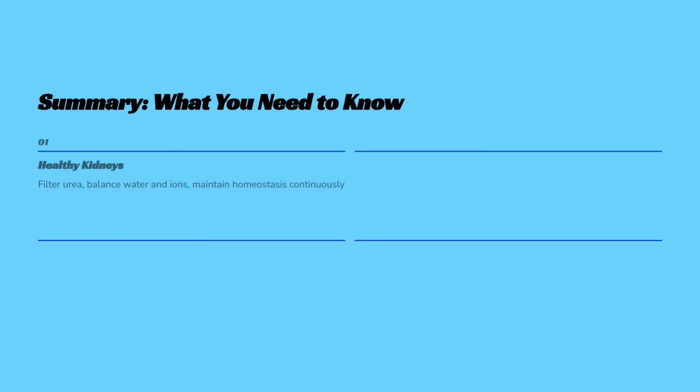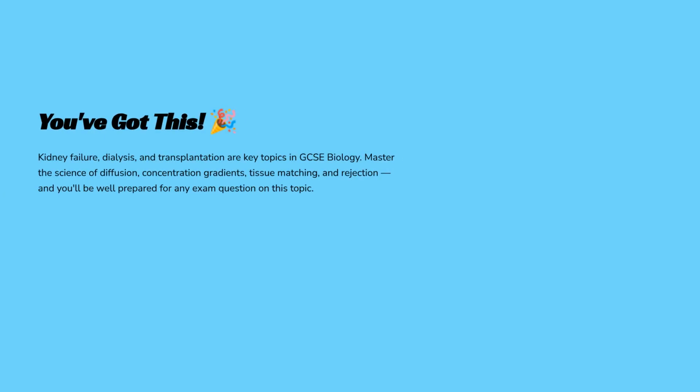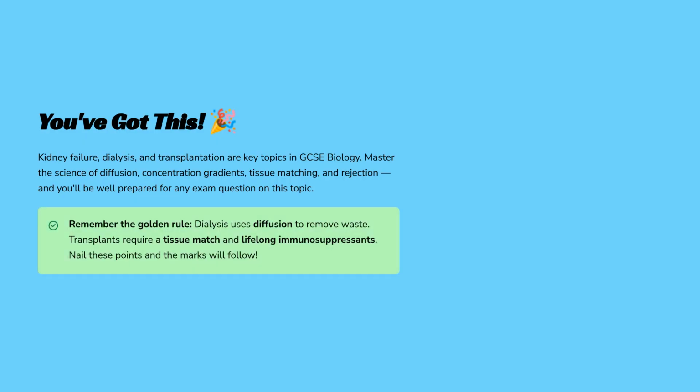To summarize, healthy kidneys maintain homeostasis. Failure causes waste buildup. Treatments are dialysis, which cleans blood via diffusion, or a transplant, which requires tissue matching and lifelong immunosuppressants. You've covered the core concepts of kidney failure, dialysis, and transplantation. Remember, diffusion is key to dialysis, and transplants require a tissue match and lifelong immunosuppressants.